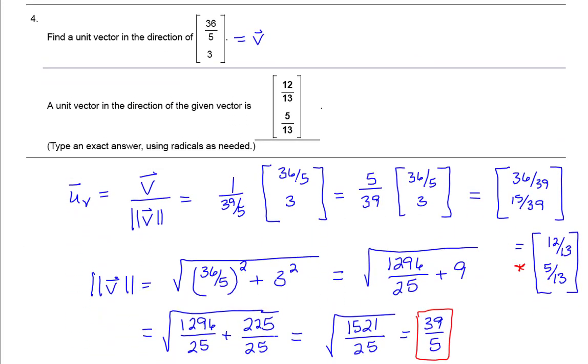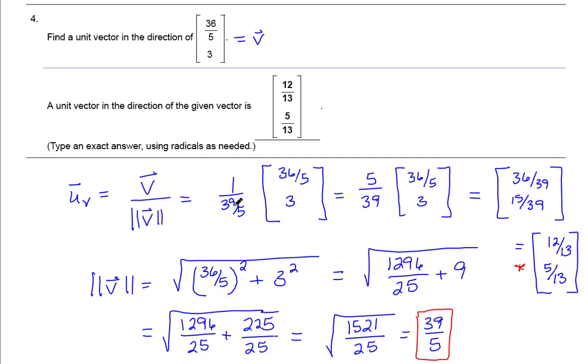Alright, we repeat the process here in question 4. So here's vector v. I need to find the magnitude. It's a bit of a pain because of the fractions. I need to square the first term, square the 3. 36 squared is 1296 over 25. Getting a common denominator, multiplying 9 by 25, top and bottom. And so I get the square root of 1521 over 25. Turns out the square root of 1521 is 39, and the square root of 25 is 5.